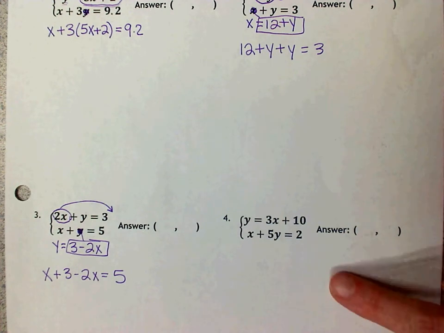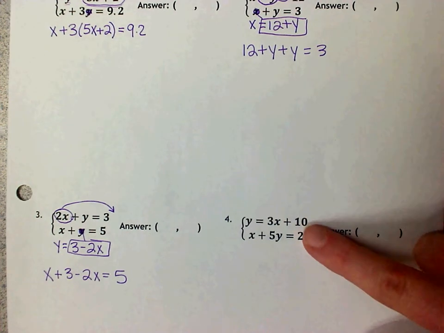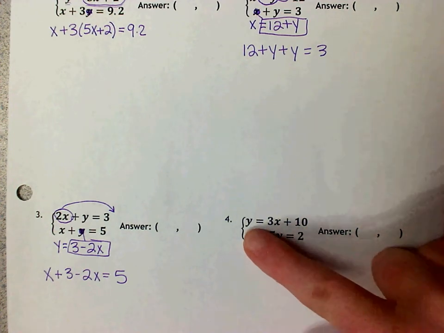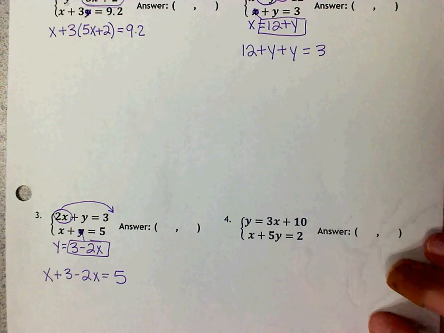Okay, number 4 is set up for you. Okay, you already have an equation that has a variable solved by itself. Alright, backside.